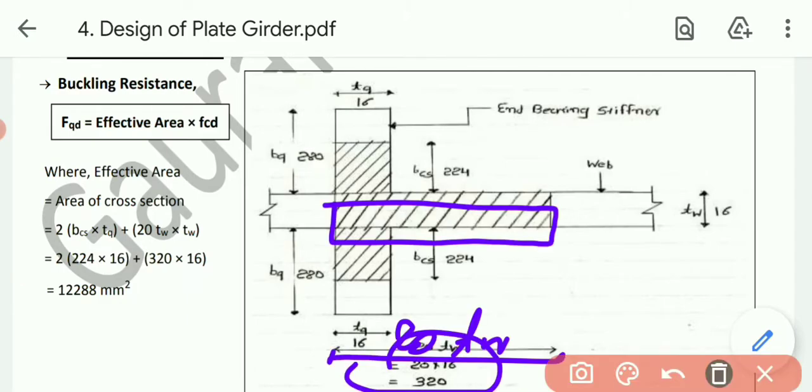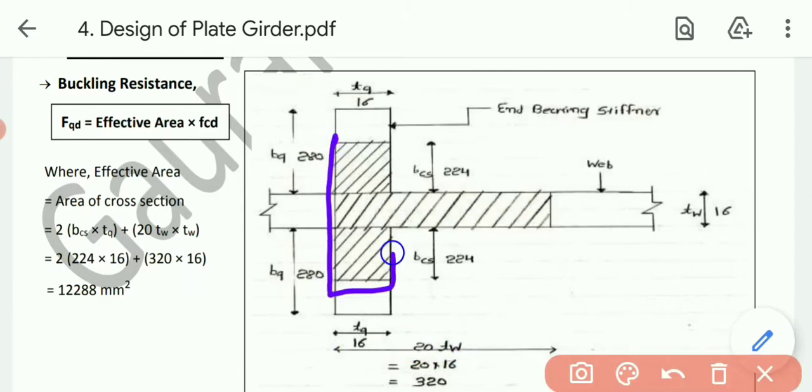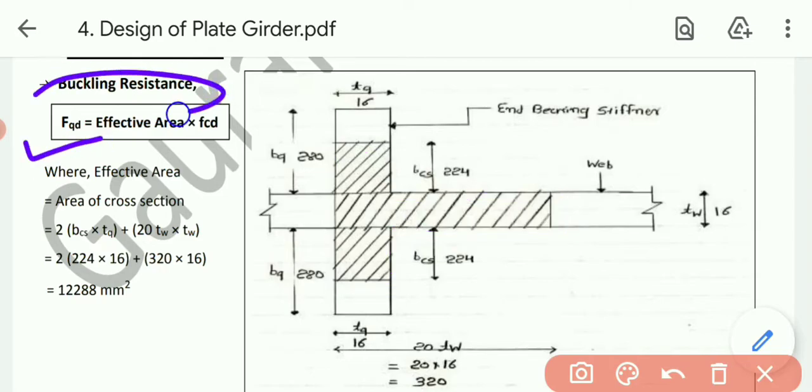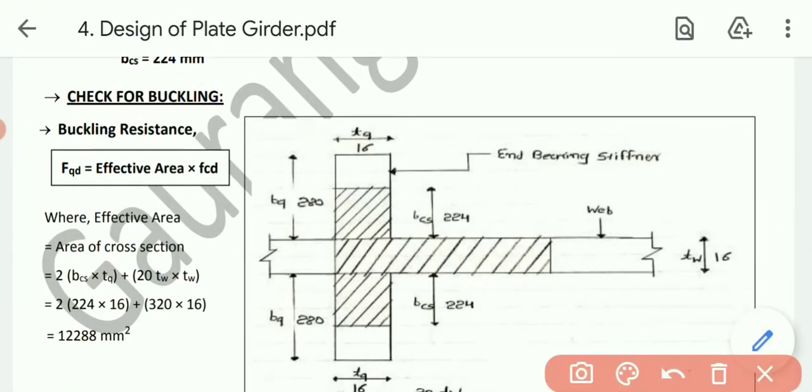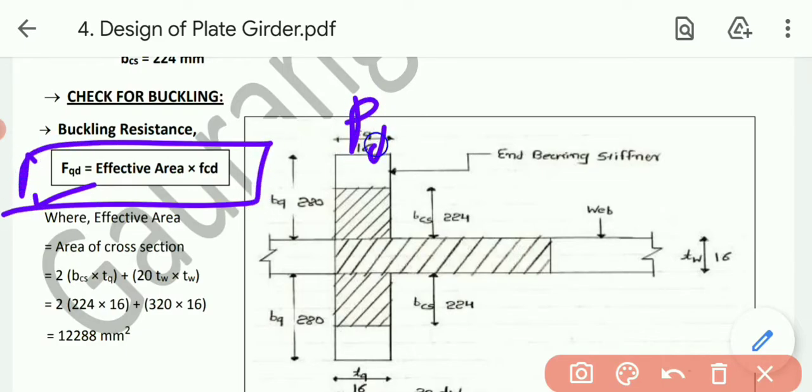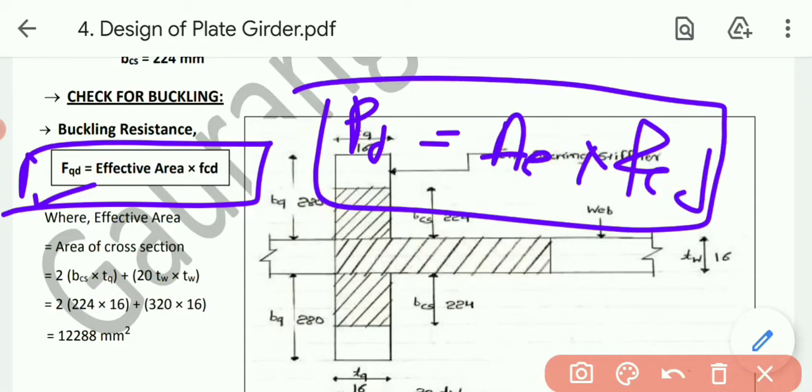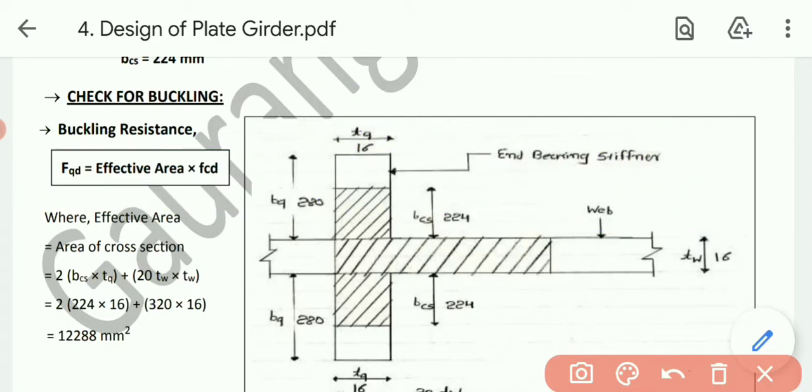So ultimately we can see over here the highlighted portion, this is the actual portion which will carry the load. For that, we need to carry out its compressive strength check, the buckling resistance. So for the buckling resistance, Pd equals effective area into fcd. This is the formula of compressive strength, Pd equals A into fcd. We have done this in the subject of ESD, or we can say DOS. So first of all we need the area as well as fcd.